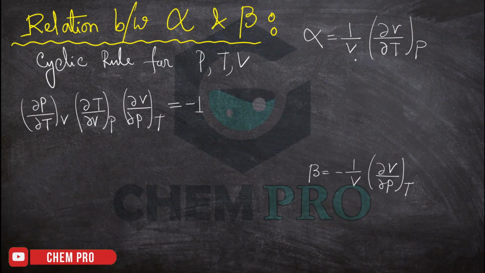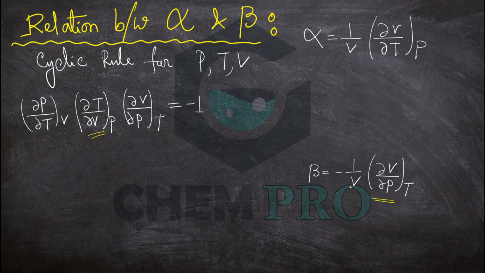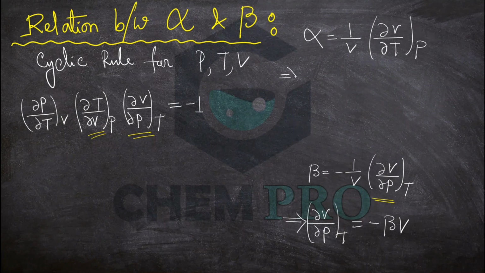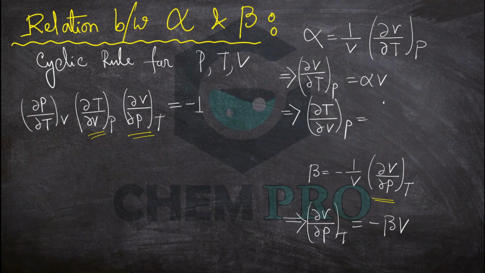From the alpha value, we have to calculate del T by del V at constant P, and from beta we get the value of del V by del P at constant T. So del V by del P at constant T equals minus beta V. Let's calculate del T by del V at constant P. From alpha, del V by del T at constant P equals alpha V, and by taking the reciprocal, del T by del V at constant P equals 1 by alpha V.